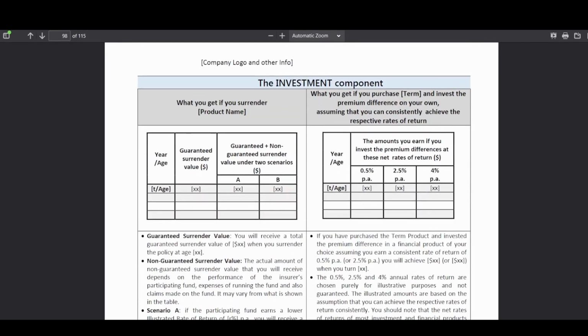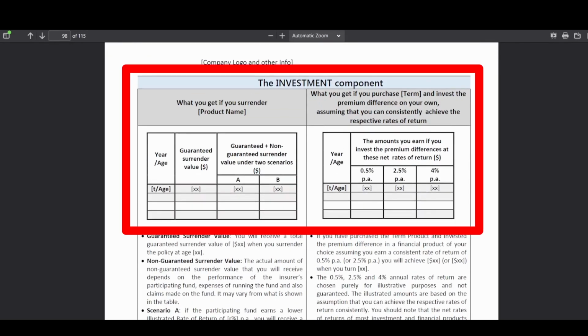And as we continue through the document, we can see the investment component of a whole life plan versus an alternative. So what it shows you is if you surrender the policy at which age, what are the guaranteed surrender value and the non-guaranteed surrender value of the whole life plan. And then it's comparing with if you buy term and invest the rest.